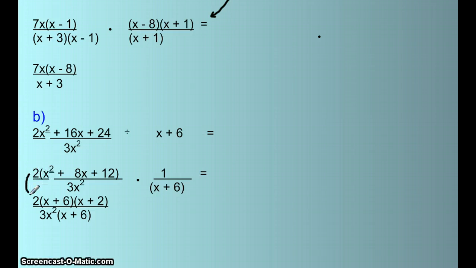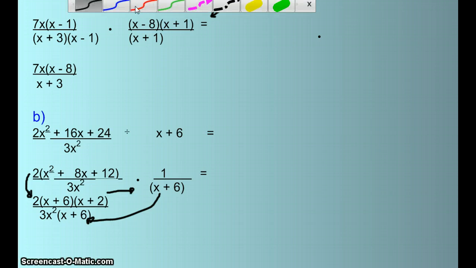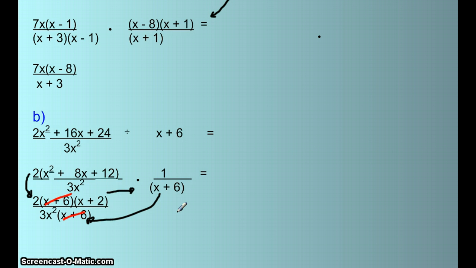And then if you'll see on the next line, I've actually factored it more completely so that it's 2 times (x plus 6) times (x plus 2). In the denominator, we have 3x squared, but I've multiplied it by (x plus 6). Okay, that's where we get this term down here. So when you take a look at that, you now have common factors in the numerator and denominator of (x plus 6), so those you can eliminate. So we'll just knock those out. So you end up with 2 times (x plus 2) all over 3x squared.